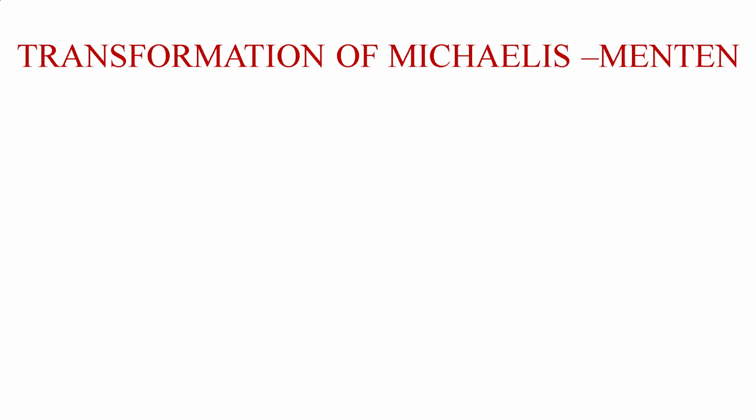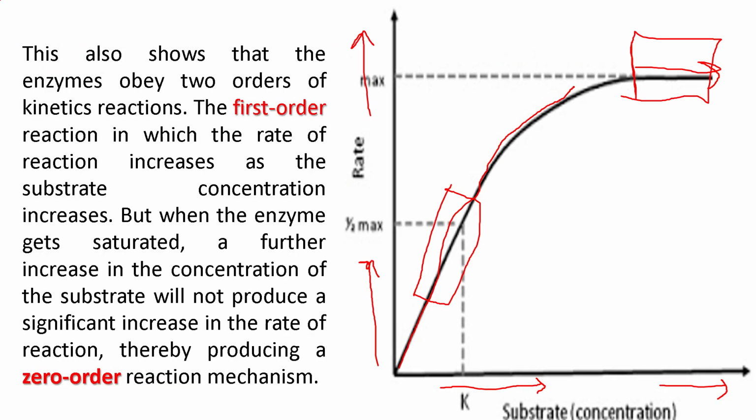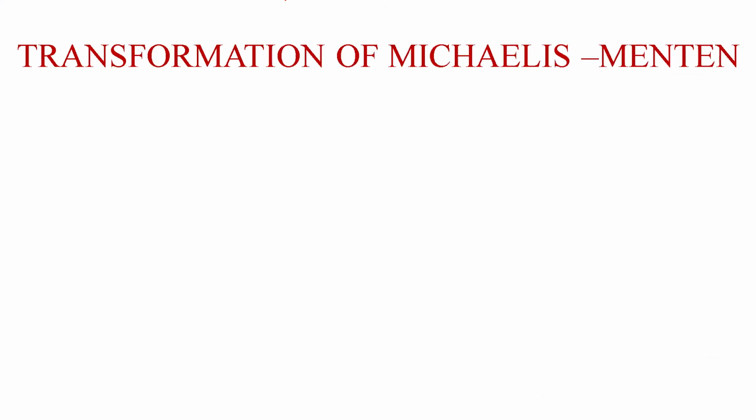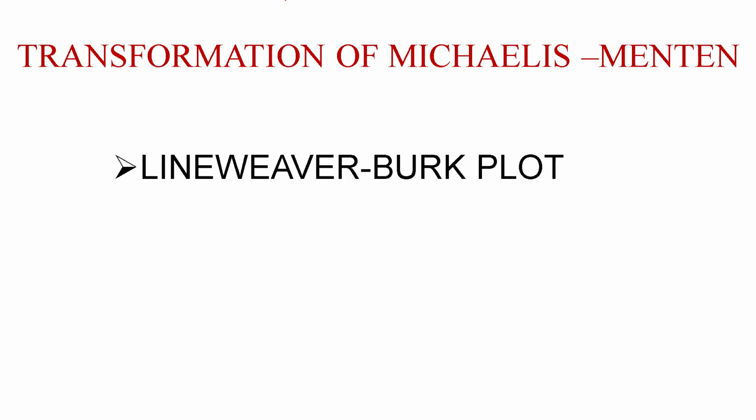Now, also note when you're carrying out this reaction, you will agree with me that when you make a plot and it is curved, it is always difficult for us to read values from curves. So it is better to transform this Michaelis-Menten equation to actually a straight line equation. There are three transformations that are made.